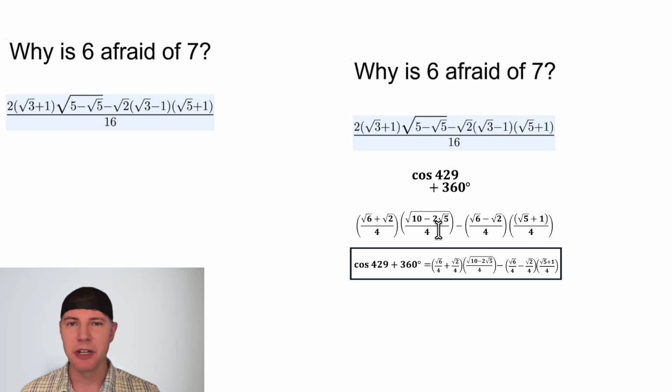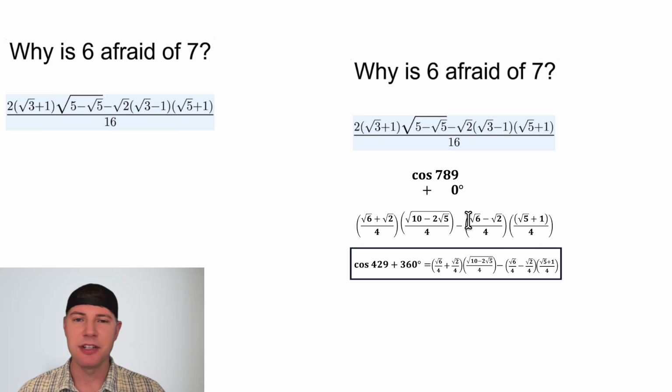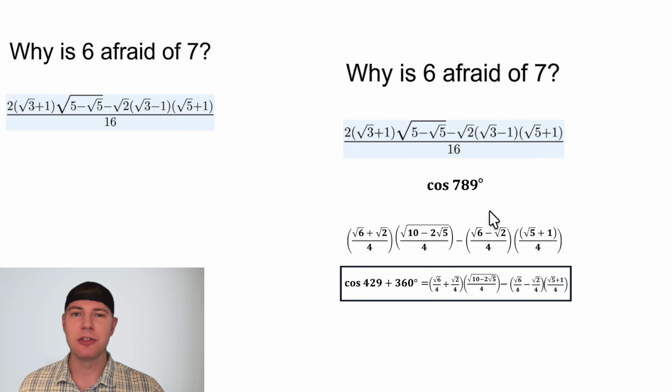Let's add the 429 and the 360. 400 plus 300 is 700. 20 plus 60 is equal to 80, and 9 plus 0 is equal to 9. And now we have the answer to our question.